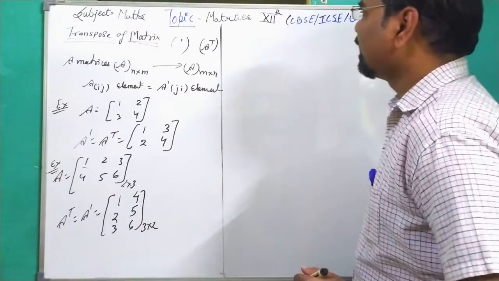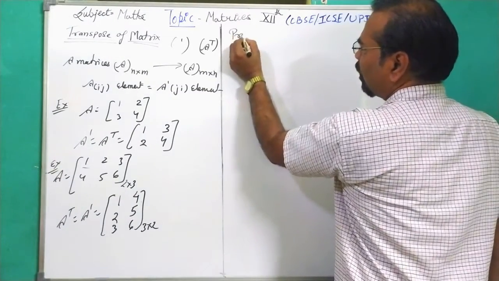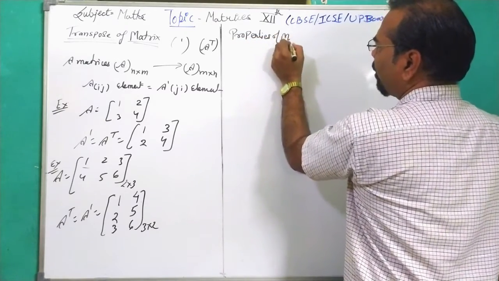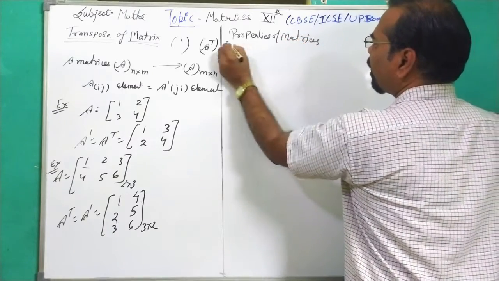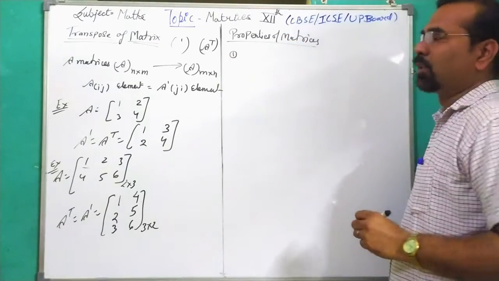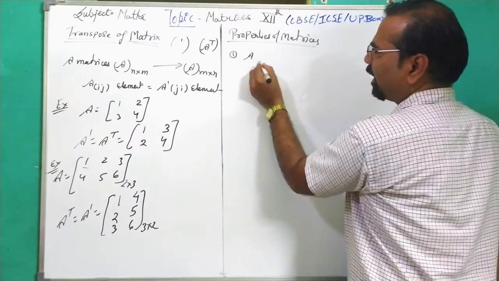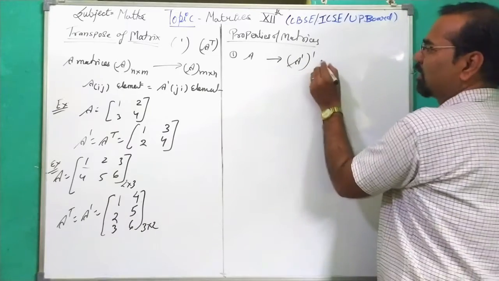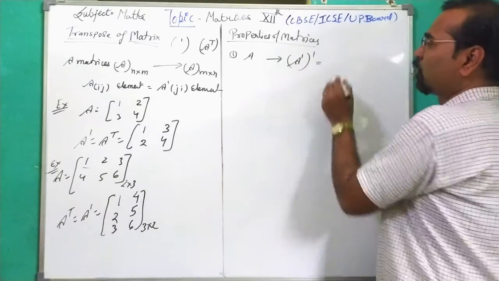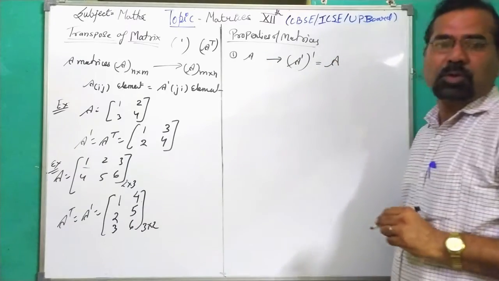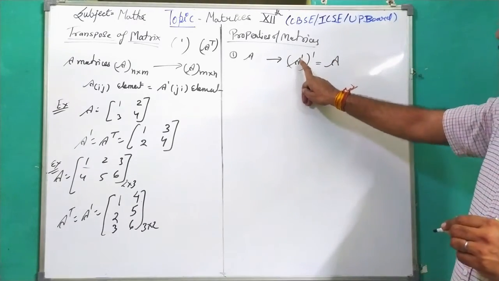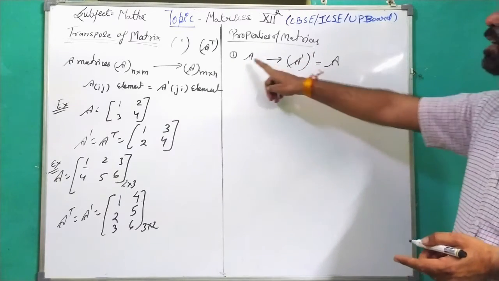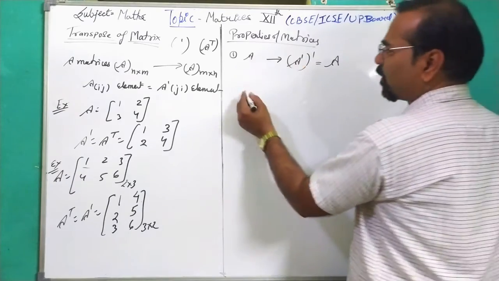Okay, students, now here are some properties of the transpose of a matrix. First property: suppose we are given any matrix A and we take its transpose, and then again take the transpose. We get the same matrix back, that is, the transpose of the transpose of A is A.